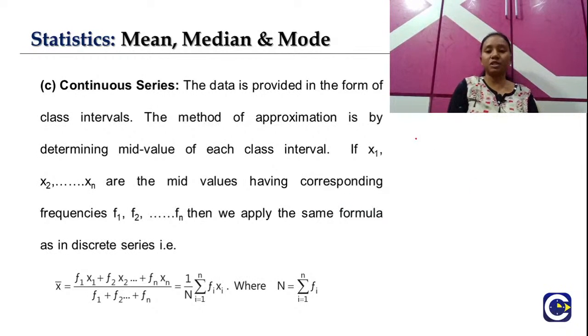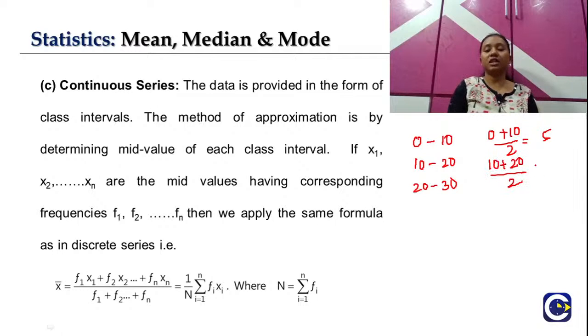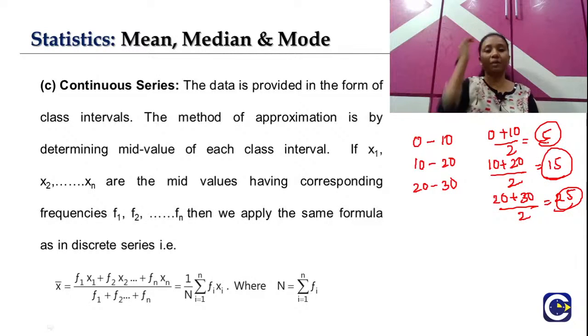That means suppose if I am having 0 to 10, 10 to 20, 20 to 30. So for these intervals, how can I determine my mid value? My mid value is nothing but 0 plus 10 divided by 2. That means 10 by 2, 5. Next one, 10 plus 20 divided by 2. That is 30 by 2 equal to 15. And the next one, 20 plus 30 divided by 2, 50 by 2, 25. So 5, 15 and 25. So these will be my mid values of each of the class intervals here, and these will be equal to my x1, x2 and x3 and so on.